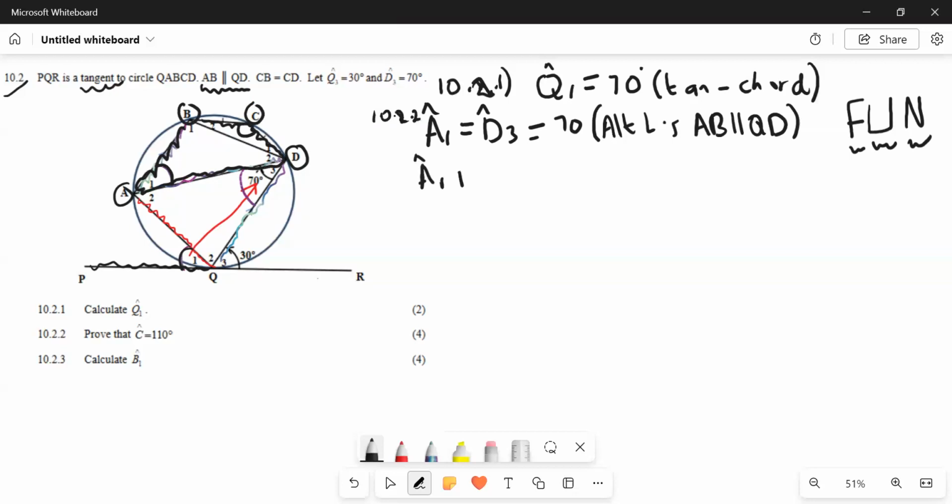A1 plus C equals 180 degrees. The reason: interior opposite angles of a cyclic quad.